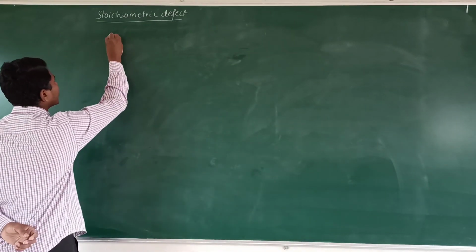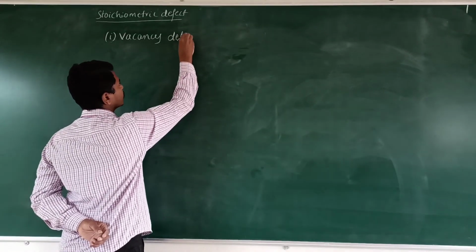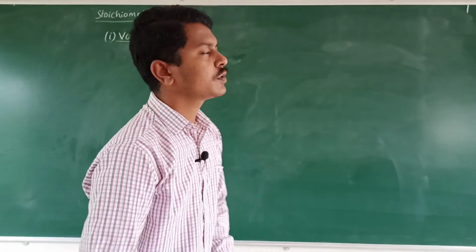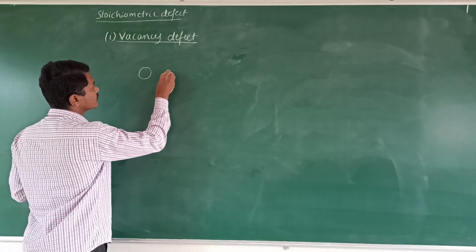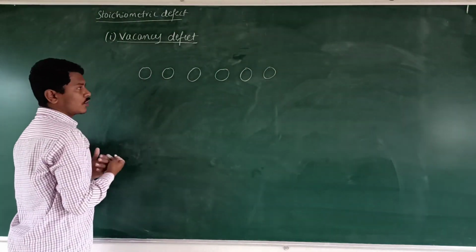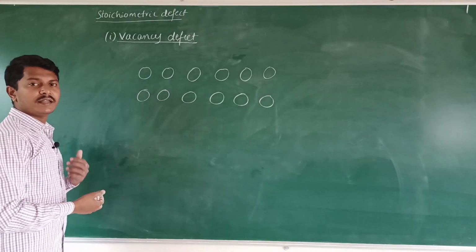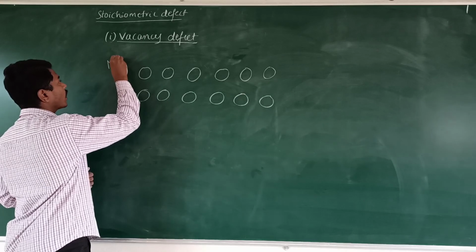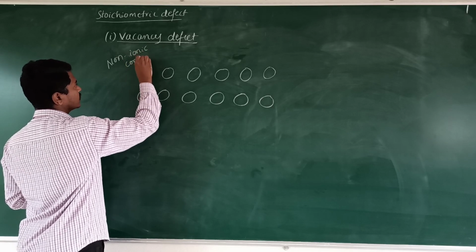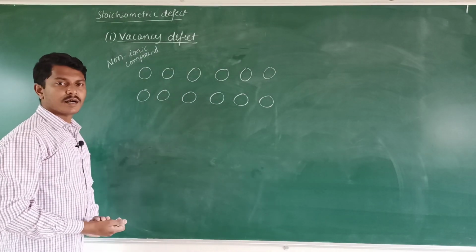First is vacancy defect. What do you mean by this vacancy defect? Here there is some ordered arrangement, that is, the stoichiometric ratio of cations and anions. This vacancy defect and interstitial defect are observed in non-ionic compounds. Remember, non-ionic compounds or substances. This vacancy defect is observed in non-ionic compounds.